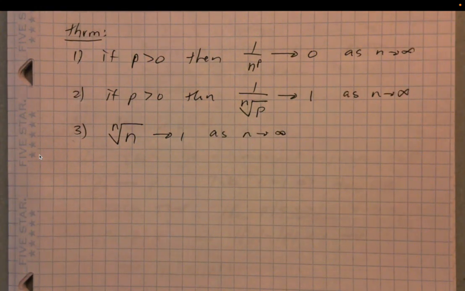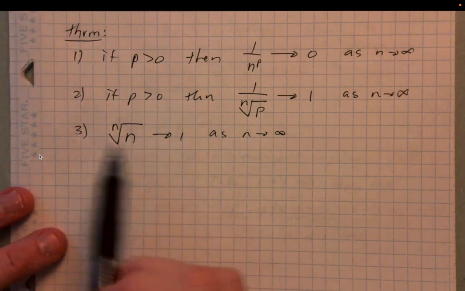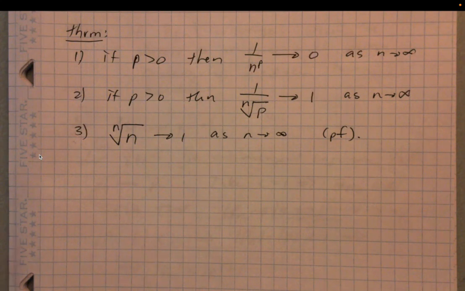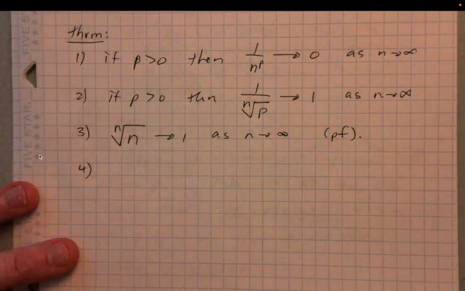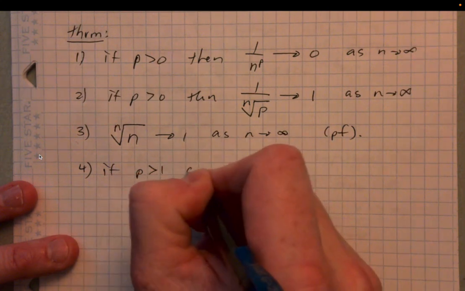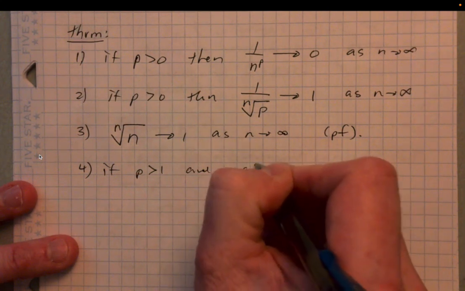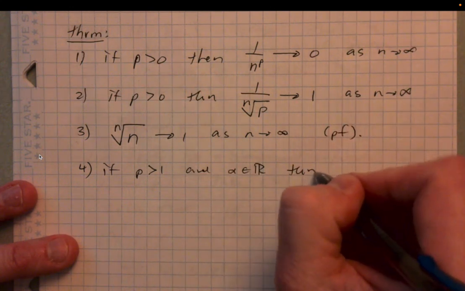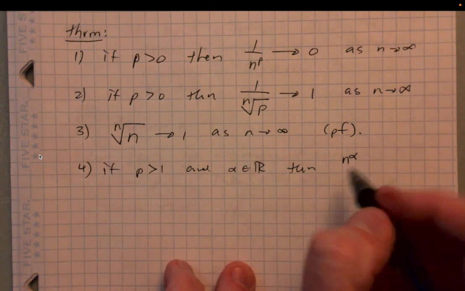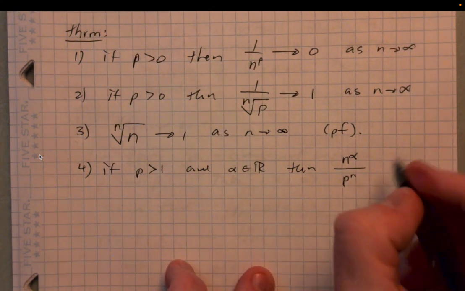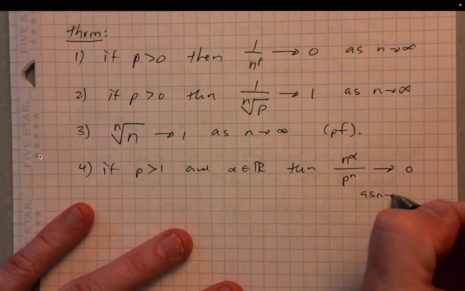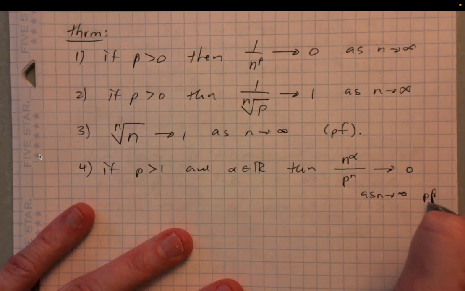We'll prove this one. We'll come back to this one. It's very tricky. And we'll also prove 4. If p is greater than 1 and alpha is a real number, then this sequence, n raised to the alpha over p to the n, converges to 0 as n goes to infinity. And we'll prove that one as well.